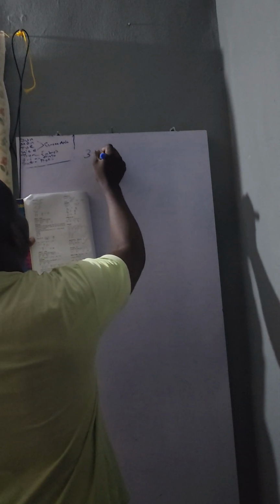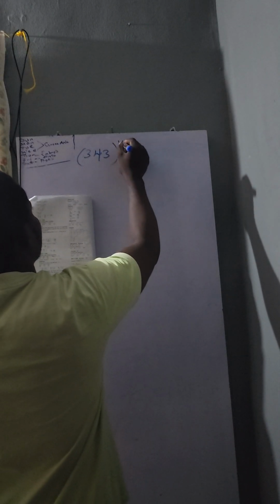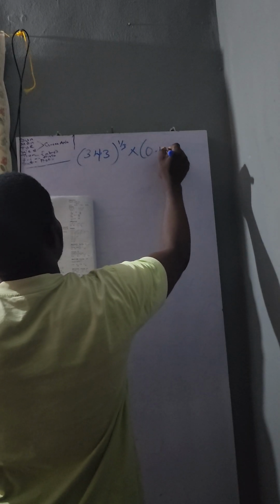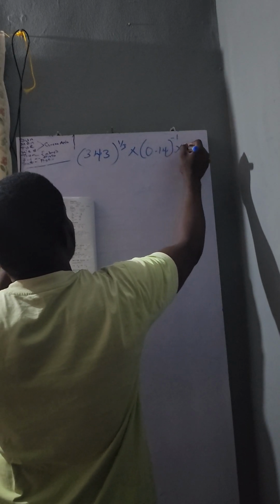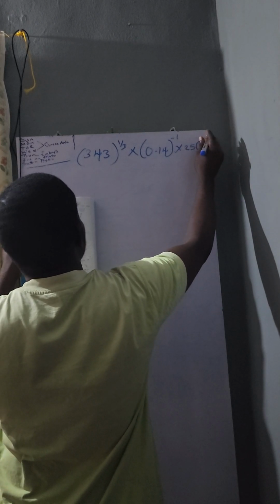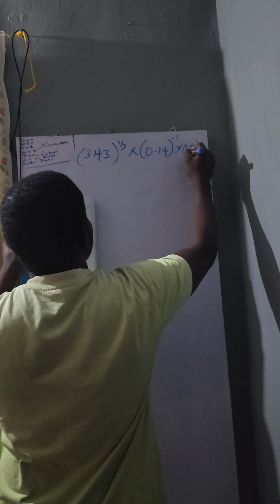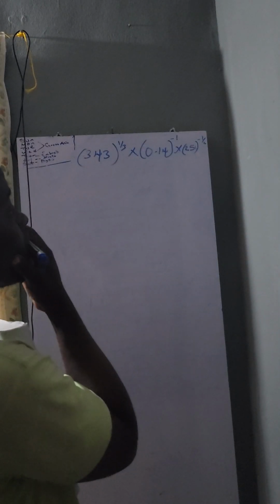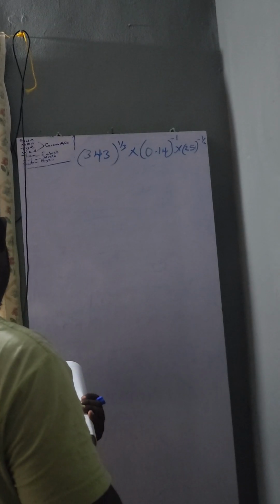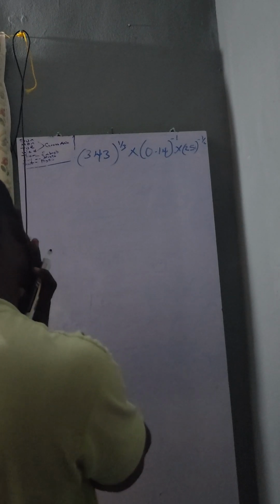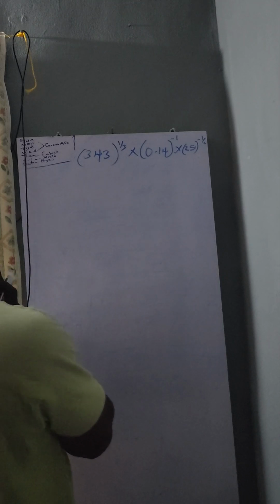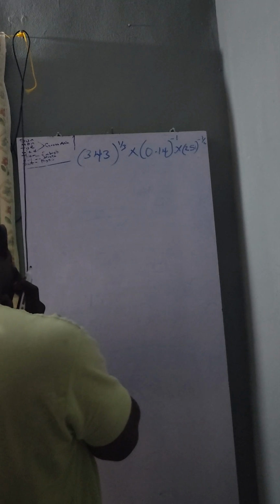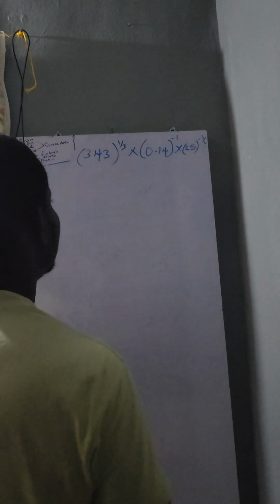Now, the question just says, without using tables, evaluate 343 raised to power 1/3 multiplied by 0.14 raised to power -1 times 25 raised to power -1/2. How do we solve this, guys? Okay, we have options here as well. Option A, 12. Option B, 10. C, 8. And D is 7. So how do I solve this?